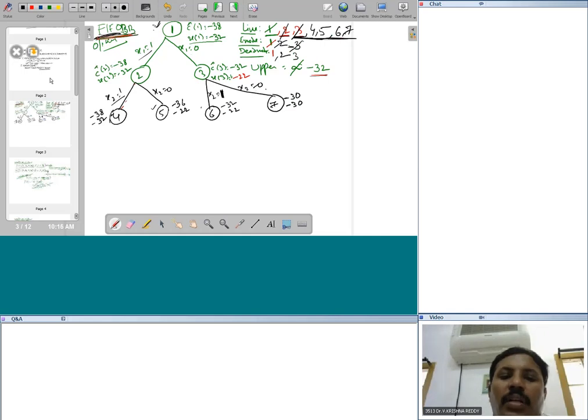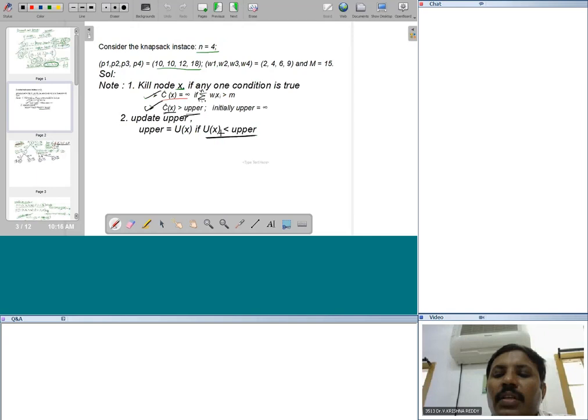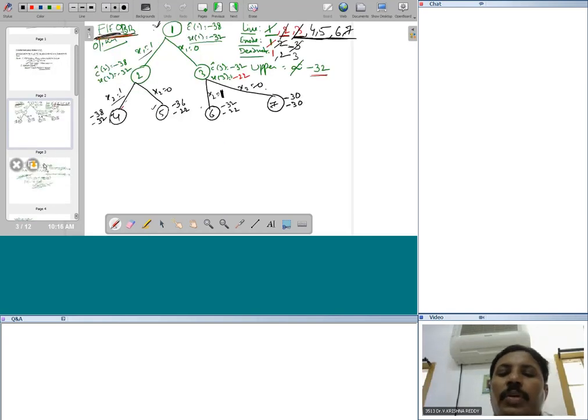So what is the condition for updating the upper? If the U of X value is less than upper, then we have to update the upper. What is the U of X value? Minus 32 is less than minus 32, no. Minus 22 is less than minus 32, no. Minus 30 is less than minus 32, no. So updating upper is not possible.